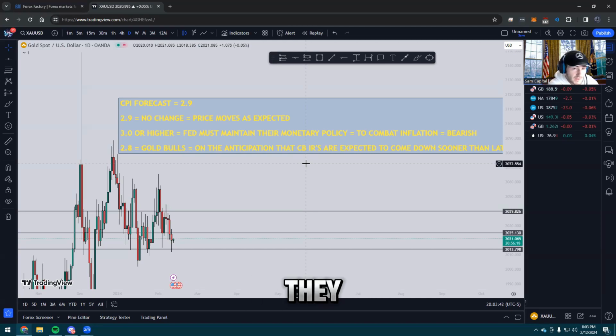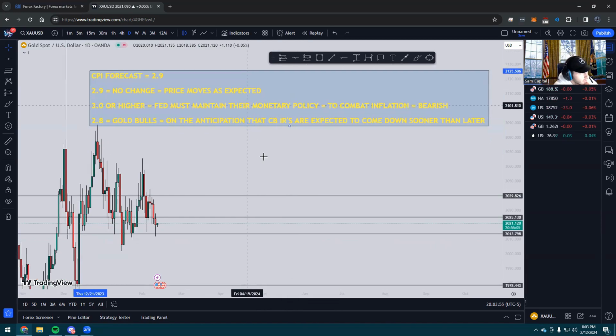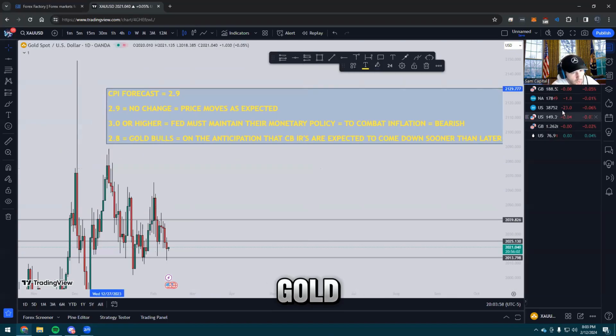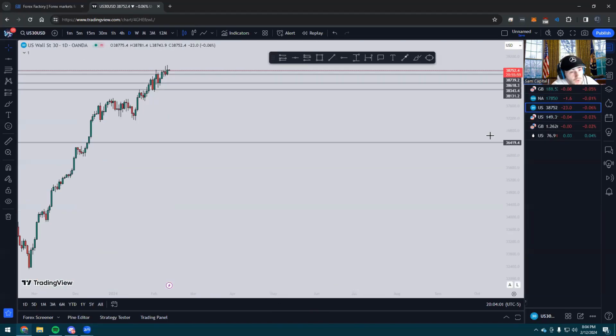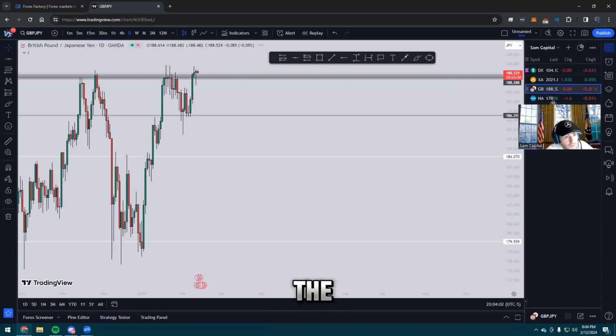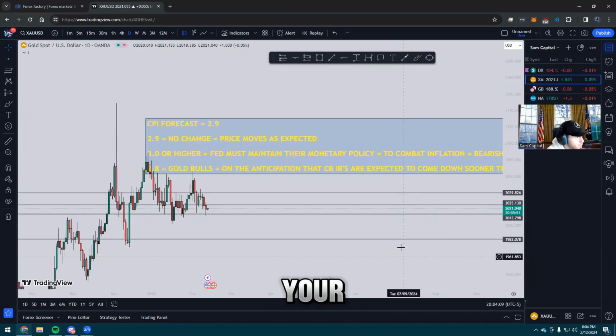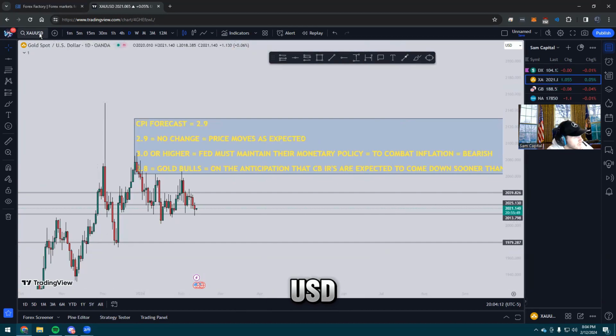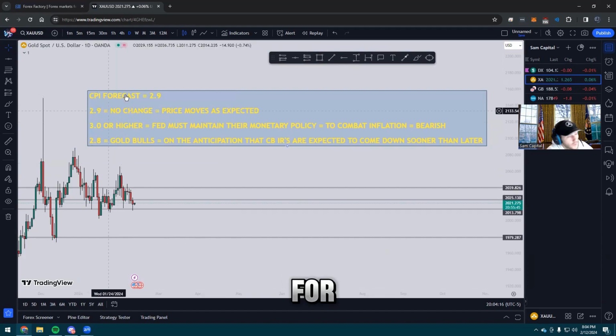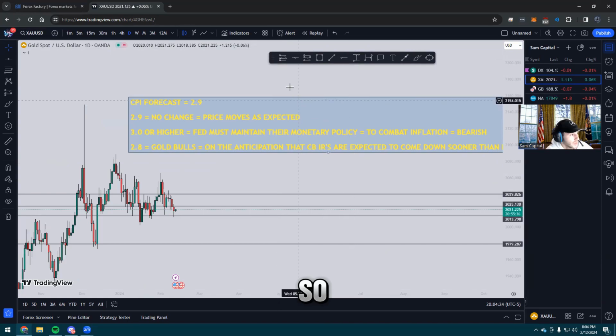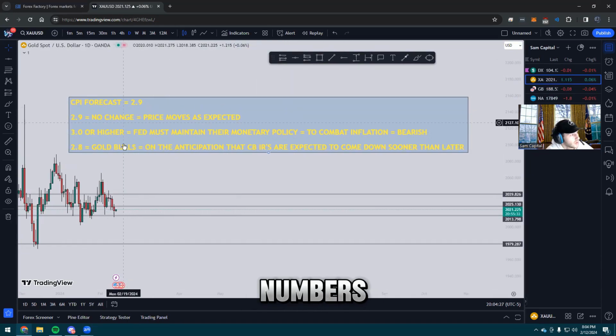This is exactly what they need to be able to cut the central bank interest rates and make it more favorable for your large institutions to purchase into these assets like gold, stocks, etc. So for gold, NAS, US30, this is going to be all the same. Basically all of your pairs that end in USD, you can follow this for your CPI forecast. Now, if they start with USD, it would be the opposite. And that is how you're going to read these numbers and understand this, right?